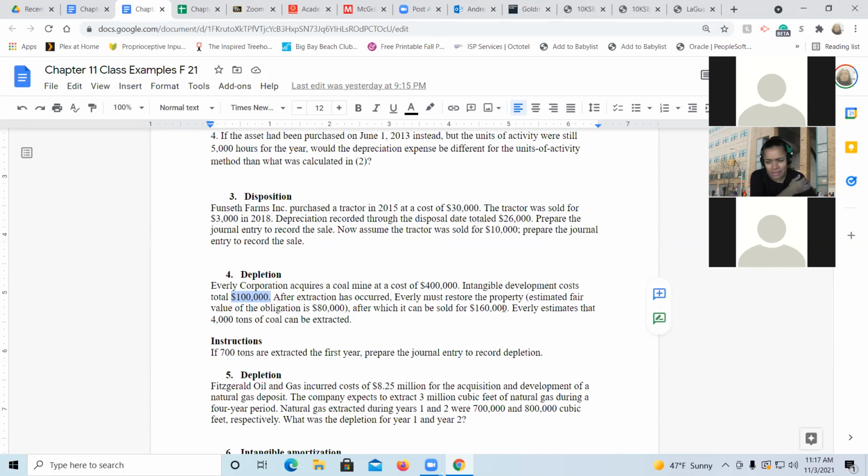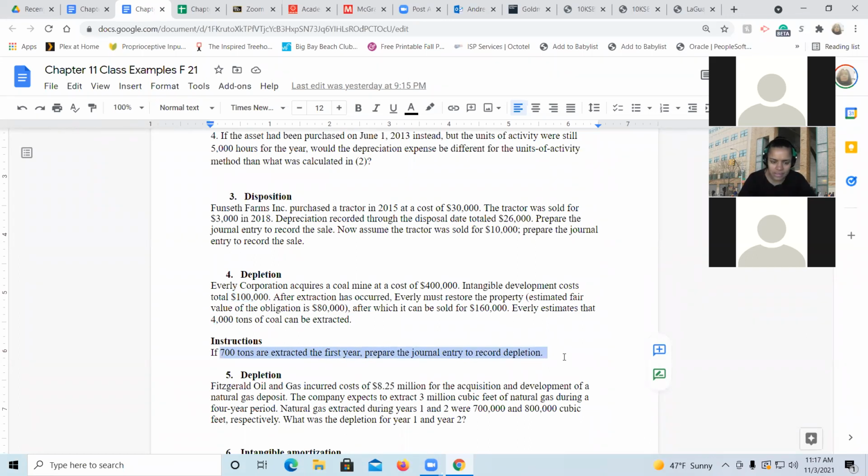This is, I think, the same fact pattern as the example we had in chapter 10, but there we weren't asked to do depletion. Everly estimates that 4,000 tons of coal can be extracted. This is the total number of units of production, right? That's the overall how much you can get out of the mine. And then it says if 700 tons are extracted the first year, prepare the journal entry to record depletion.